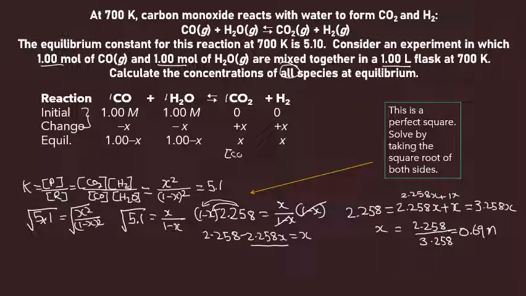So x is 0.69 molar. I have x on the right side of the equation, that is the concentration of carbon dioxide, and that equals the concentration of hydrogen, both are x, so that equals 0.69 molar. And on the left side, the concentration of carbon monoxide will equal the concentration of water because both are 1 minus x. So that equals 1 minus 0.69, which equals 0.31 molar. So that's the answer for the equilibrium concentration for all species in this equation.